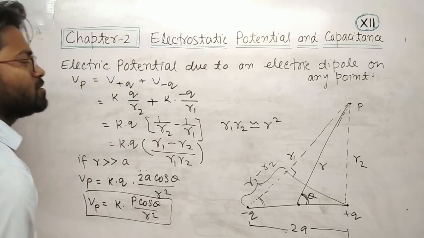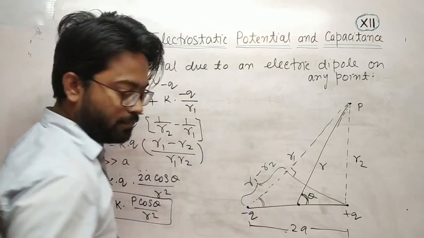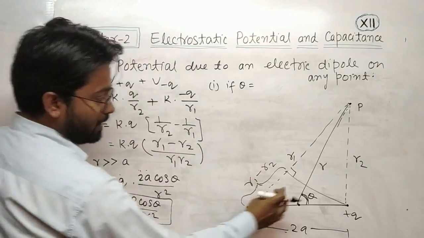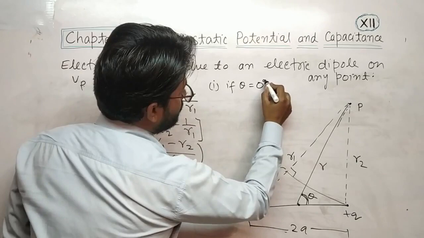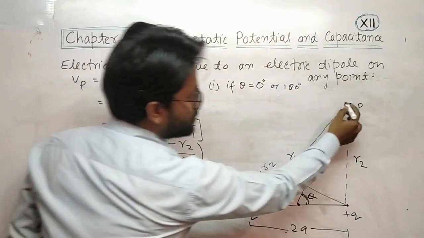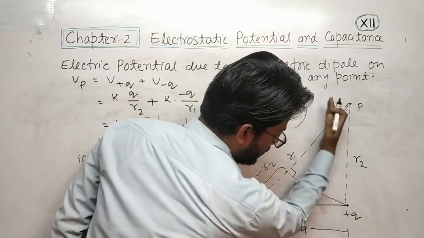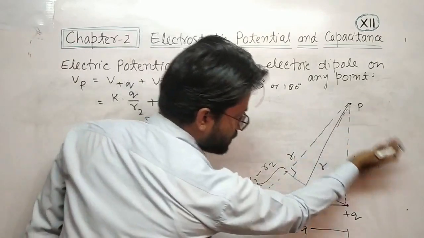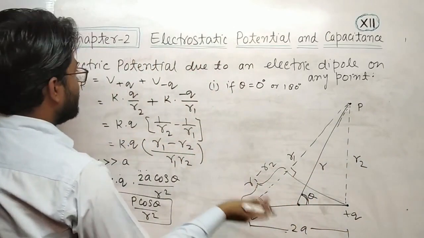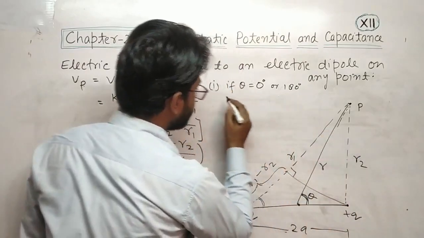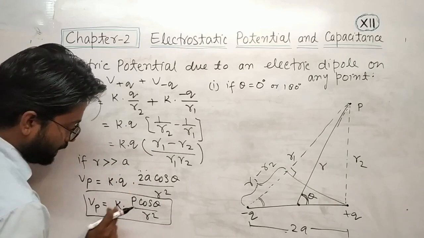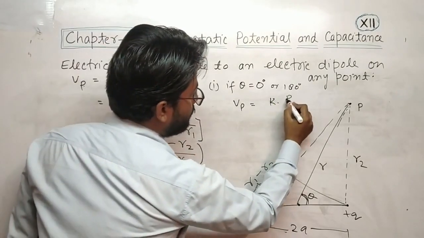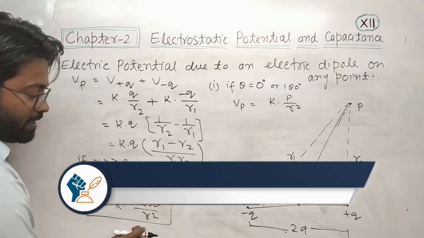There will be special cases. Let us suppose the first special case is, what if theta is equal to 0 degree or 180 degree. If this point is here, theta is 0 degree. That will be similar to the derivation, that means cos 0 is 1, so the potential at point P will be equal to K P upon R square.